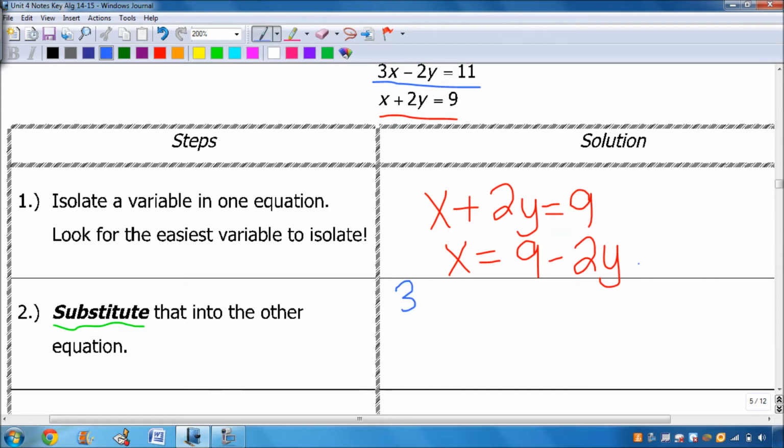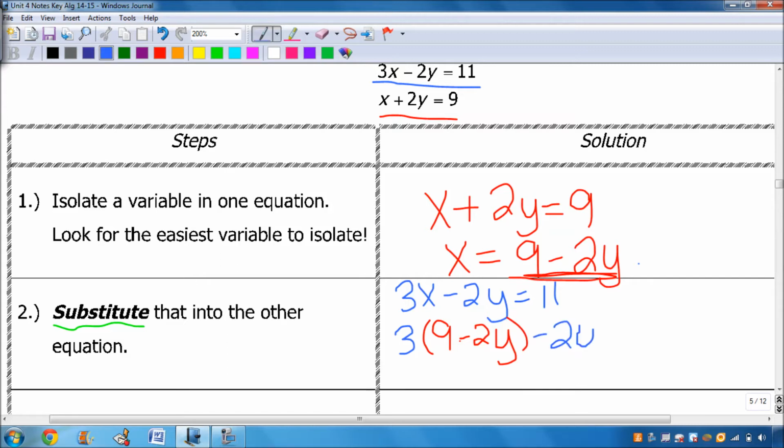So 3x minus 2y equals 11. Every time I see an x, I'm going to replace it with all of this stuff right here, because this is what x is actually equal to. I'm not changing it, I'm just writing it with something different. So x is equal to 9 minus 2y, so I'm going to replace the x with 9 minus 2y. And then I'm going to copy the rest of the equation down. So minus 2y equals 11.